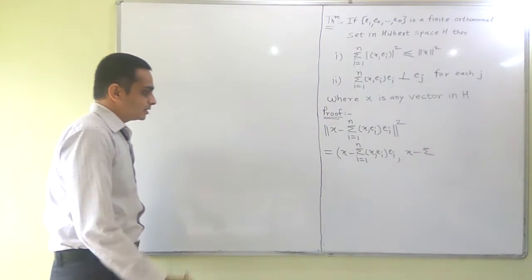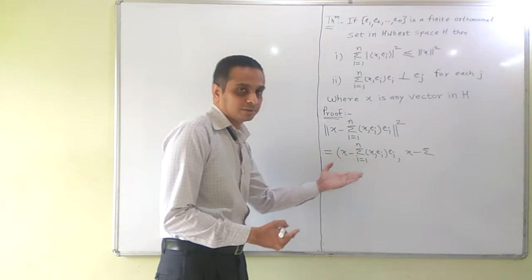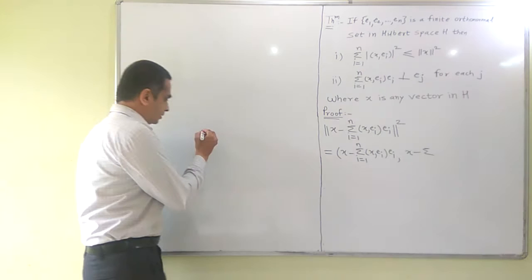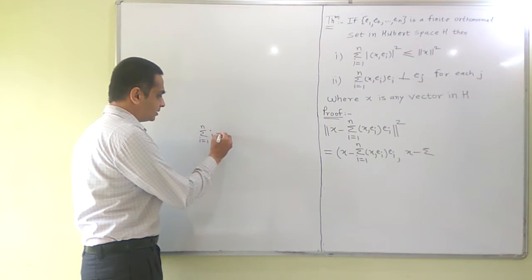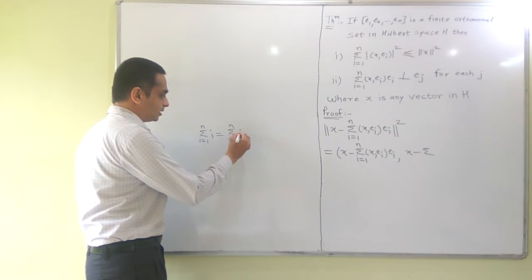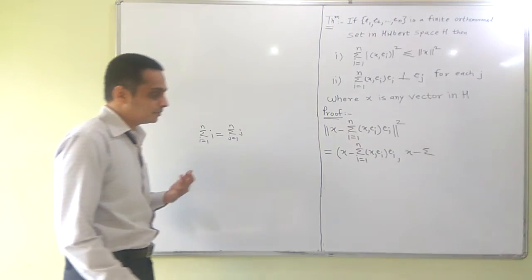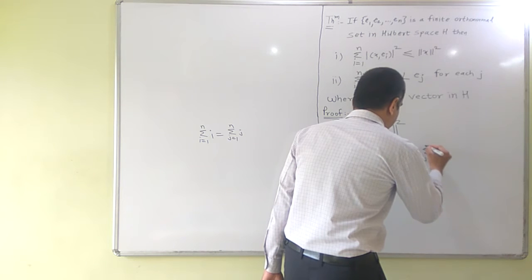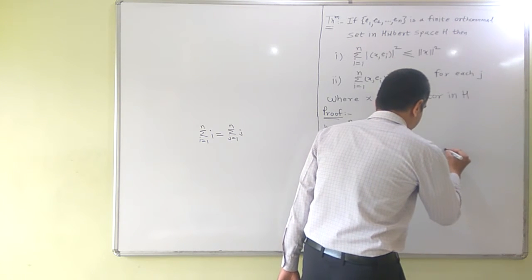So, I may replace i by j. Which summation variable we use is immaterial. For example, the sum i equals 1 to n of i is the same as the sum j equals 1 to n of j. So it is x minus the sum j equals 1 to n of inner product x, ej times ej.